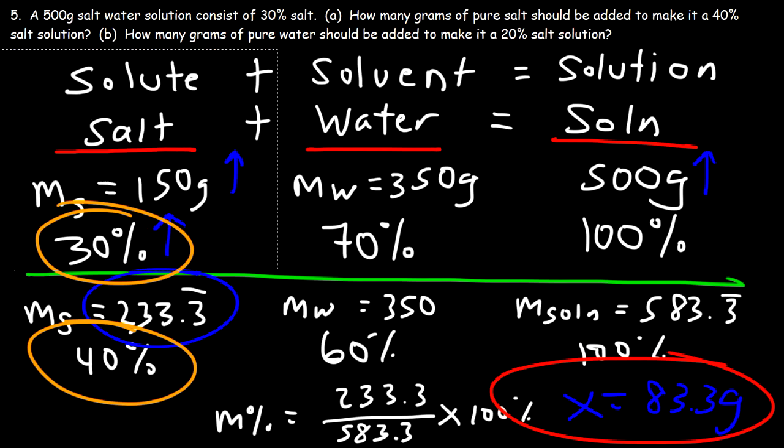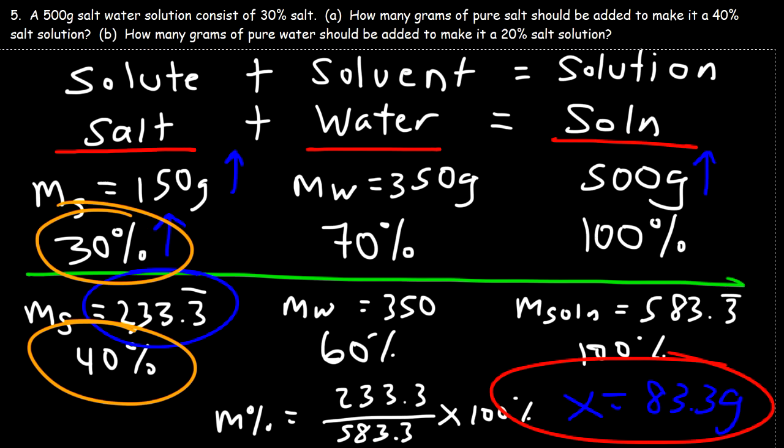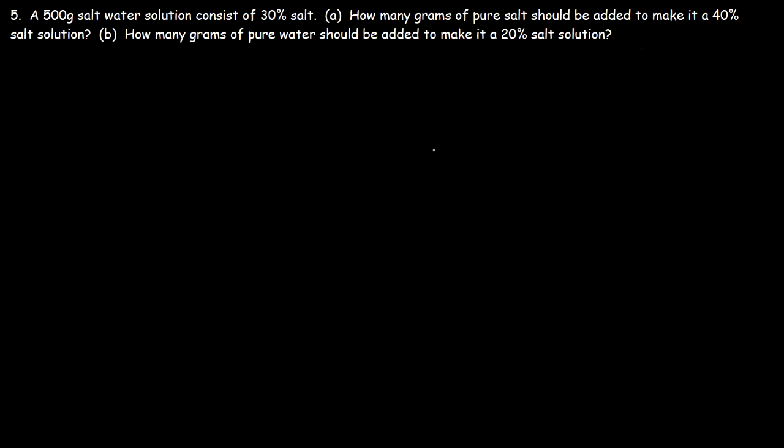Now let's move on to part B. How many grams of pure water should be added to make it a 20% salt solution? Well, let's write this again. The salt plus the water will give us the solution.